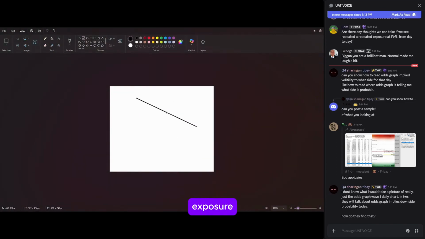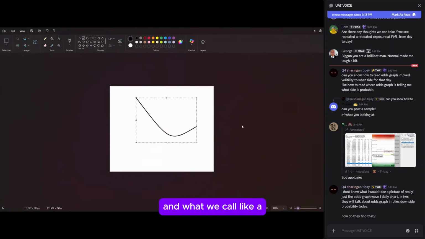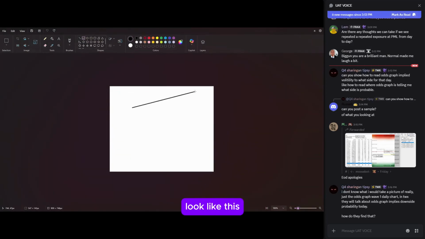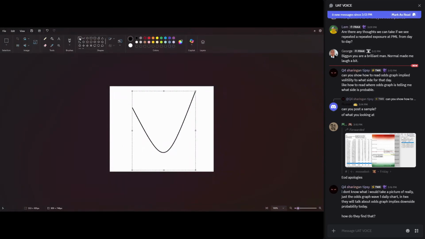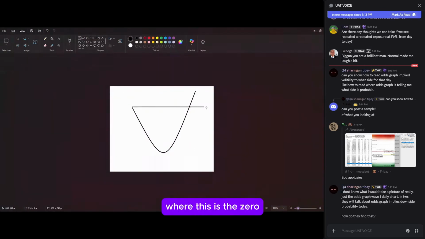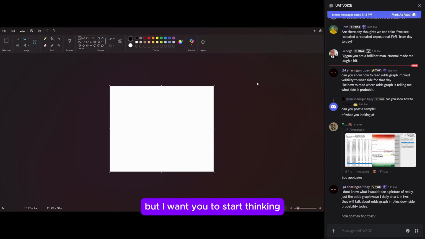Okay, basically exposure oftentimes will look like this, and what we call a positive exposure is really going to look like this. Here this is the zero line, and positive exposure rapidly increases above that. But I want you to start thinking of it in terms of an absolute exposure, because that's what's relevant; when we go into positive exposure, it's going to be deep in there most of the time.